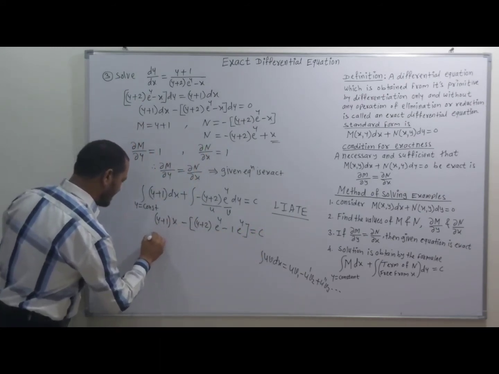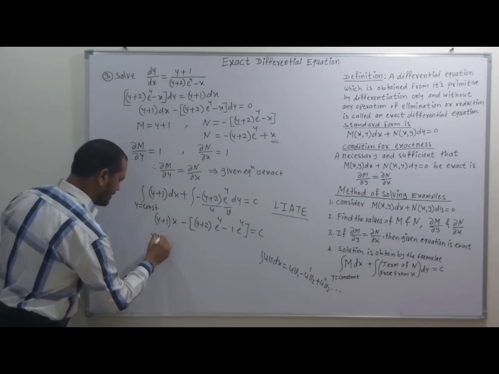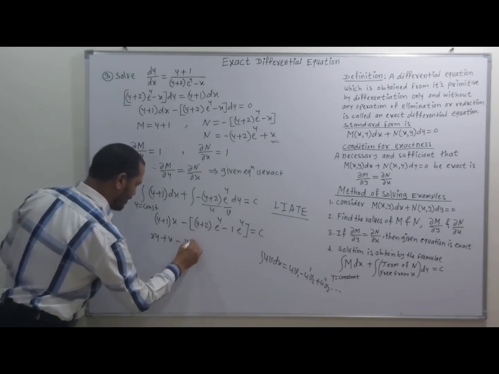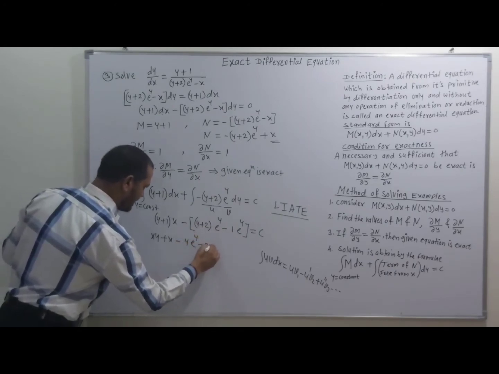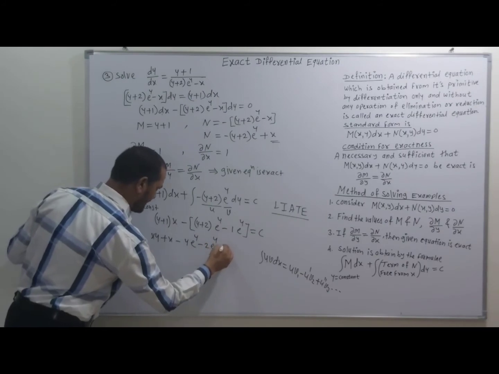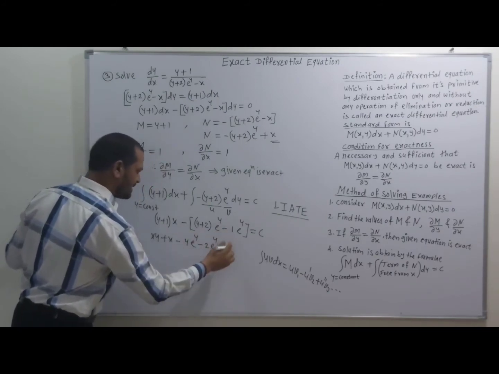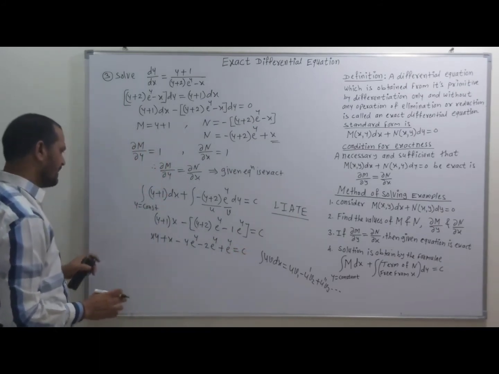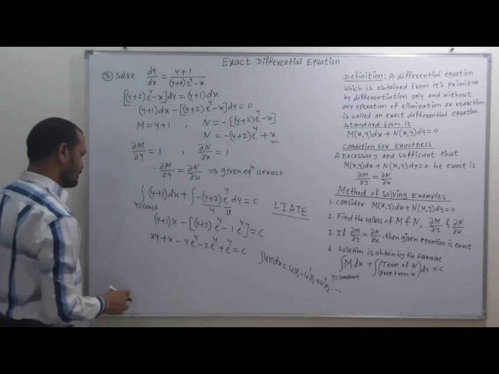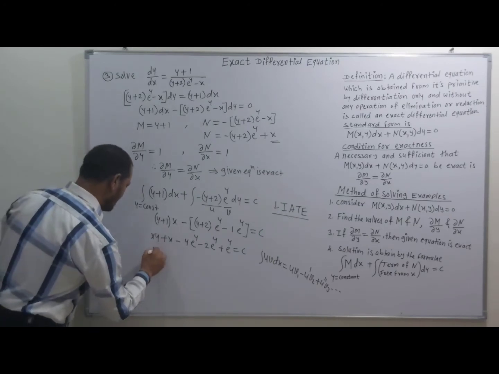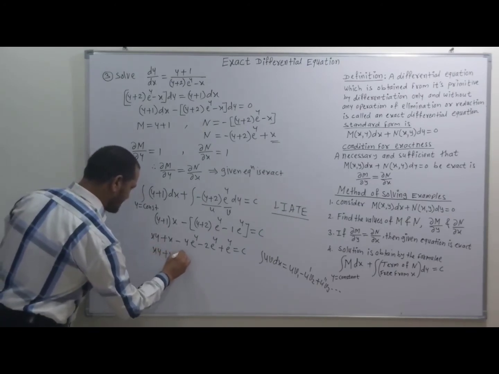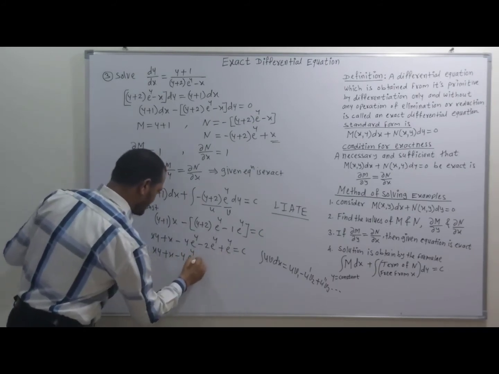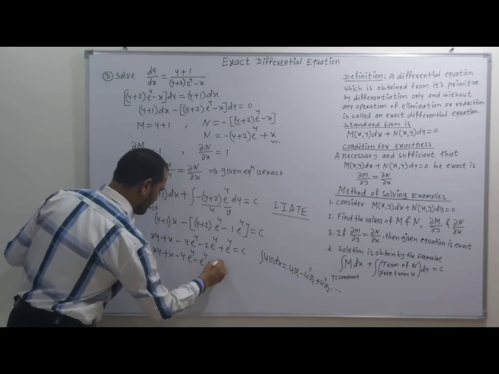We get this as xy after simplification. This is plus x minus this, we can write this as y e raised to y minus 2 e raised to y, minus minus become plus e raised to y equal to c. So now just combine the y term. So together we can write this as xy plus x minus y e raised to y. Then we can write this as minus e raised to y equal to c.